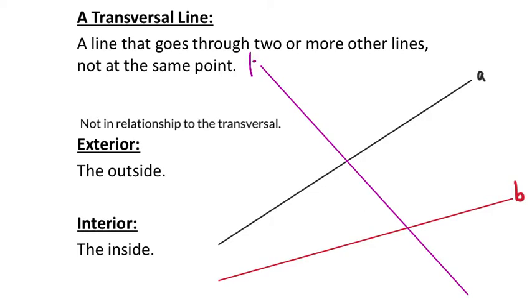line T, T for transversal, and this purple line that I've created, since it goes through line A and B not at the same point, is considered a transversal for lines A and B. And you can even flip this, right? You could say, well, what about line A? Could that be considered a transversal? Yes, it could. It's a transversal for lines T and B.